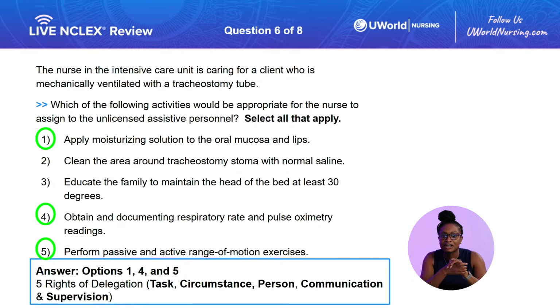Option 2, clean the area around a trach stoma with normal saline. That can get pretty scary. Even me, I'm still a little scared of trachs. So you want the respiratory therapist or the RN to do any dressing changes. And then option 3, educate the family to maintain the head of the bed at least 30 degrees. Again, educating, like someone said in the comments, is something that the RN is supposed to do. We can reiterate it, but we don't want to do the initial education of why we need to maintain that. So y'all did great.